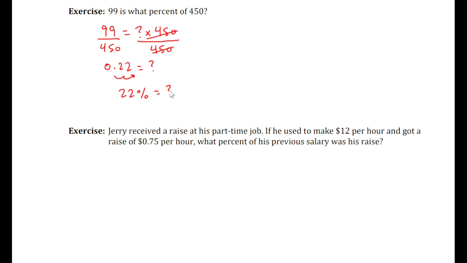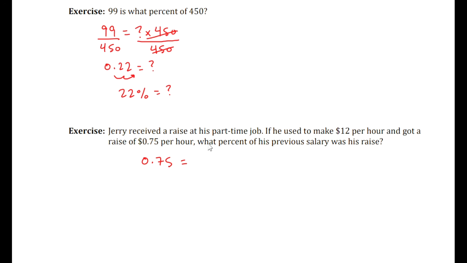In the next exercise, we see Jerry received a raise at his part-time job. If he used to make $12 per hour and got a raise of 75 cents per hour, what percent of his previous salary was his raise? So the raise is our is number. He got a raise of 75 cents. So we have our is number, 0.75, equals percent.